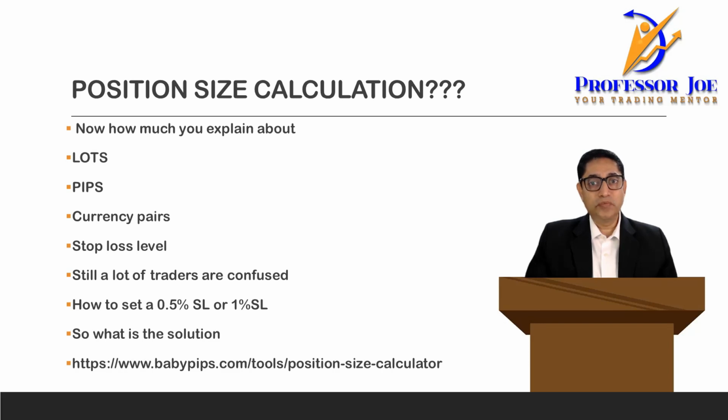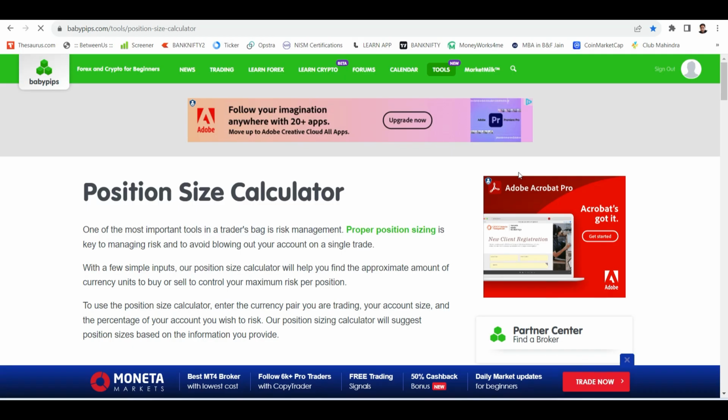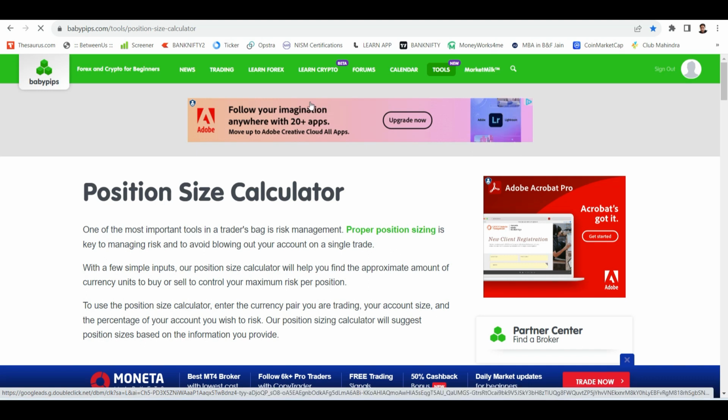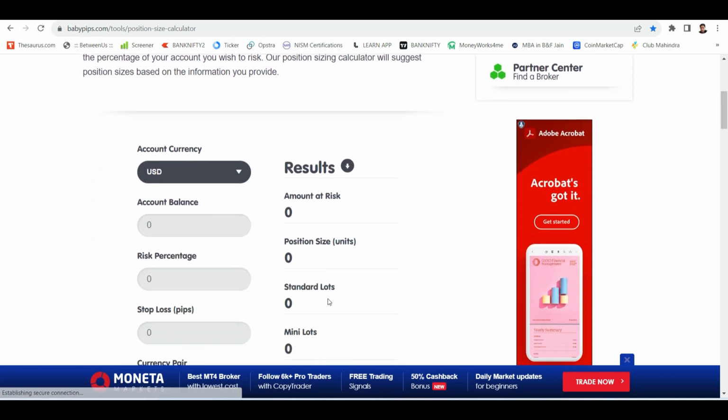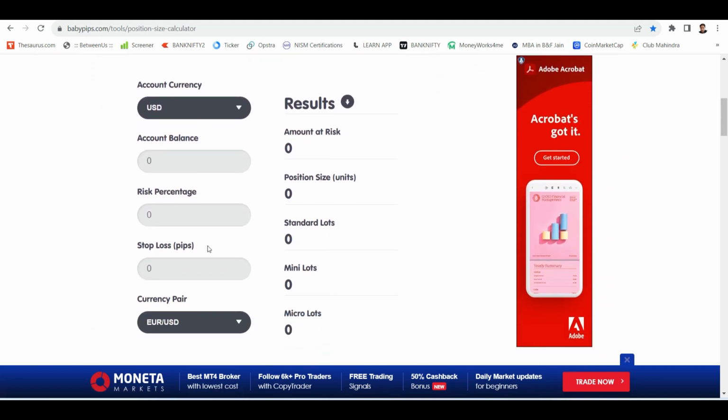Now, there is something called a position size calculator. There are a lot of websites that provide you with this information also. A lot of brokers also provide you with this information. We will look at the position size calculator in Babypips. Okay, so let's go to Babypips. So here you can see babypips.com tools position size calculator, and there's a little bit written about the position size calculator. And if you scroll the screen down, you can see the details that are given.